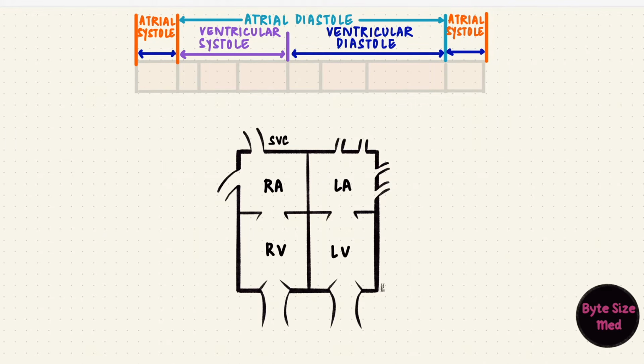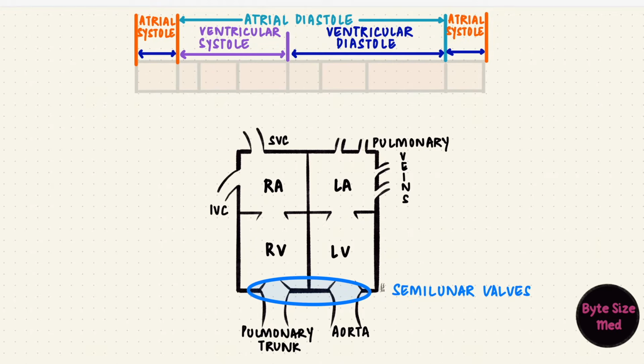The superior and inferior vena cava open into the right atrium, the pulmonary veins into the left atrium. Emerging from the right ventricle, we have the pulmonary trunk, and from the left ventricle, the aorta. These are guarded by the semilunar valves. That's the pulmonary valve and the aortic valve. While between the atria and the ventricles are the atrioventricular valves. That's the tricuspid valve on the right and the mitral valve on the left. During the cardiac cycle, the atria fill and they empty into the ventricles.